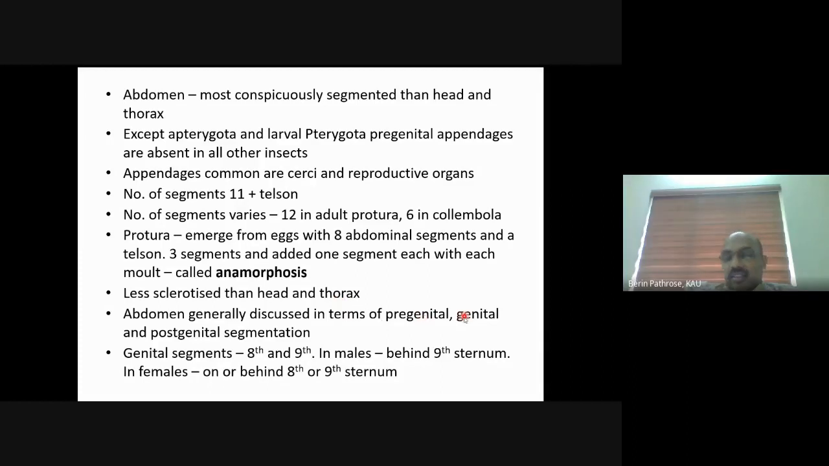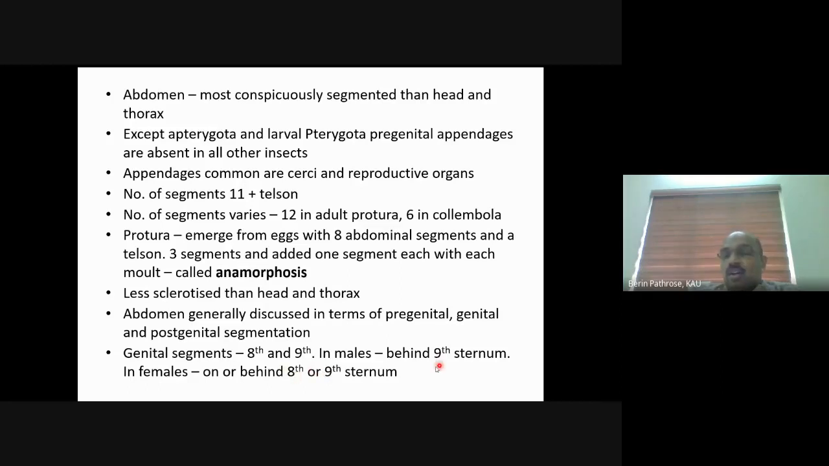And the organization of the abdomen into pregenital, genital, and postgenital regions we have discussed earlier. The genital segments are the 8th and 9th, and the segments before them are called pregenital segments. The segments after the 8th and 9th, that is the 10th and 11th, are the postgenital segments. If we see the genital segments, the male genital appendage is present on the 9th abdominal segment, while in females it is on the 8th and 9th.